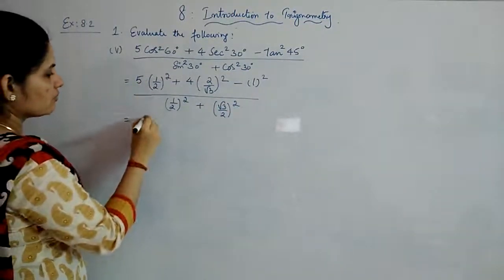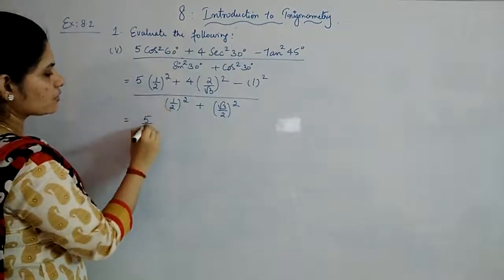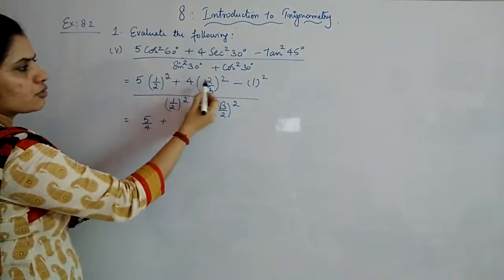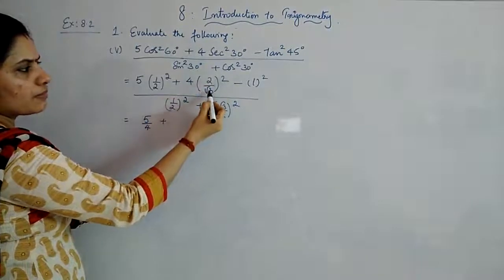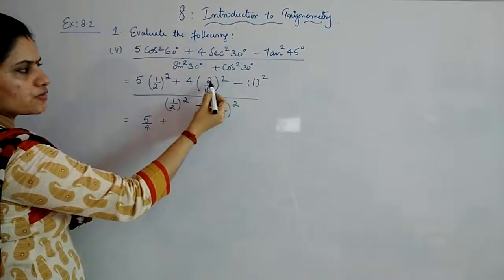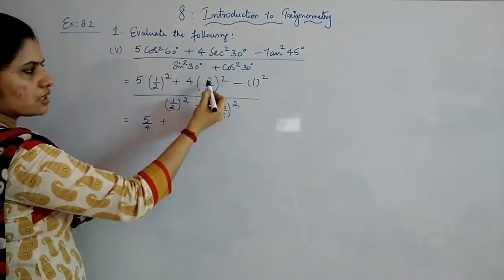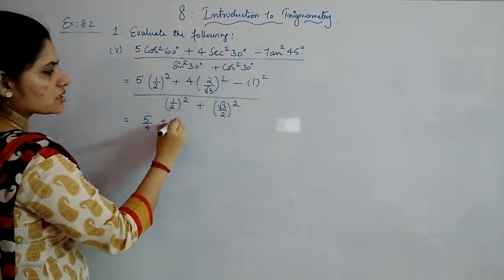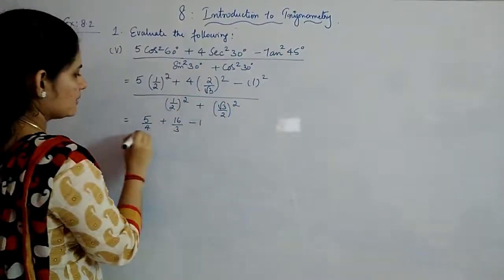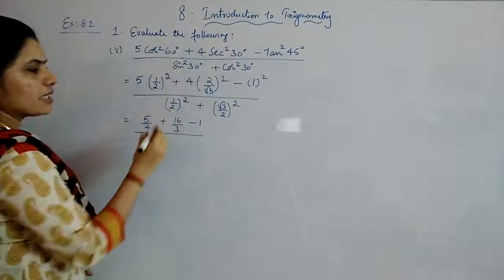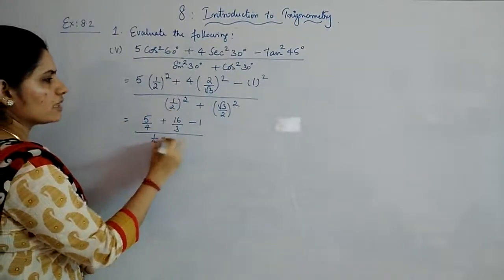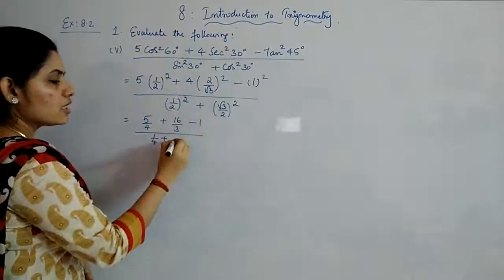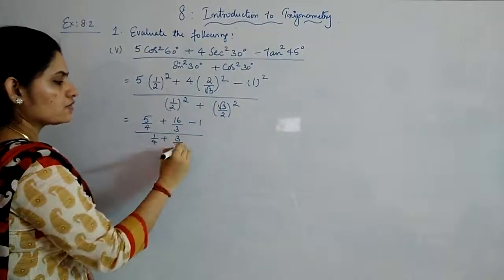Now simplifying, you will get 5 into 1 by 4, which is 5 by 4, plus 4 into, here you will get 4 by root 3 into root 3. 2 into 2 is 4, root 3 into root 3 is 3. So you will get 4 by 3, or this is 16 by 3, minus 1 divided by 1 by 2 the whole square, 1 by 4, plus root 3 by 2 the whole square. Root 3 square is 3, 2 square is 4.